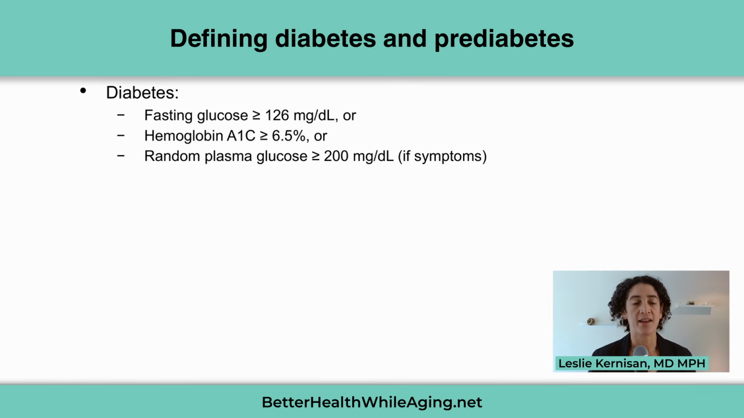Another possible way to diagnose diabetes is if somebody has what's called a random plasma glucose, so they're not fasting, you just happen to check their labs, maybe they're in the hospital or they came for a non-fasting blood test.